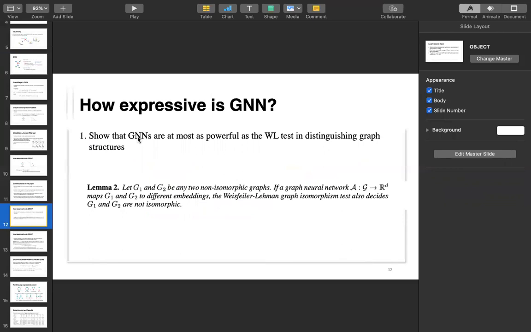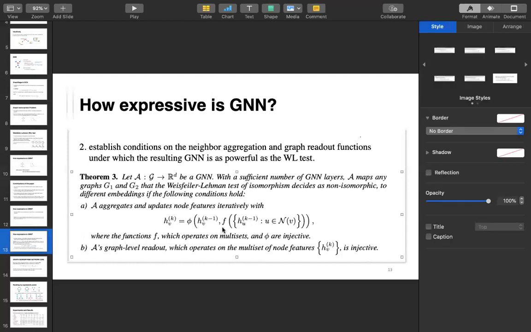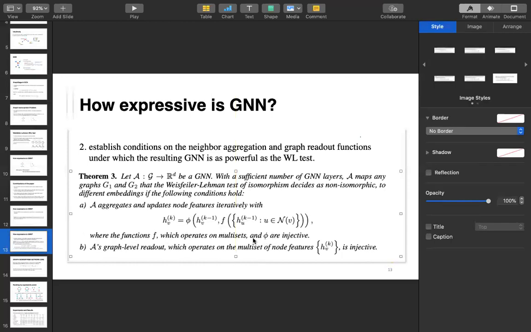So the expressive power of GNN cannot exceed the WL test. And the second point is that the paper has proved a theorem about under what condition the GNN has the same power as the WL test. So here are the two conditions. One is that the function f and the function phi, it's called phi, right? The function phi and function f.